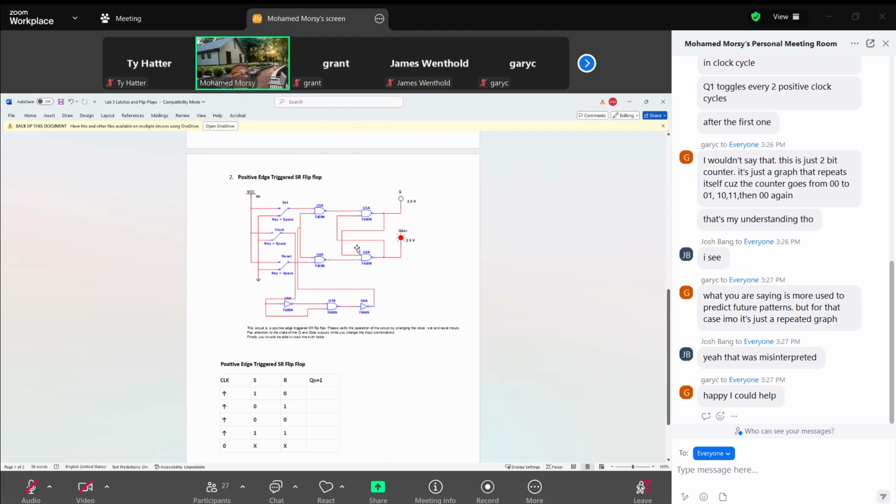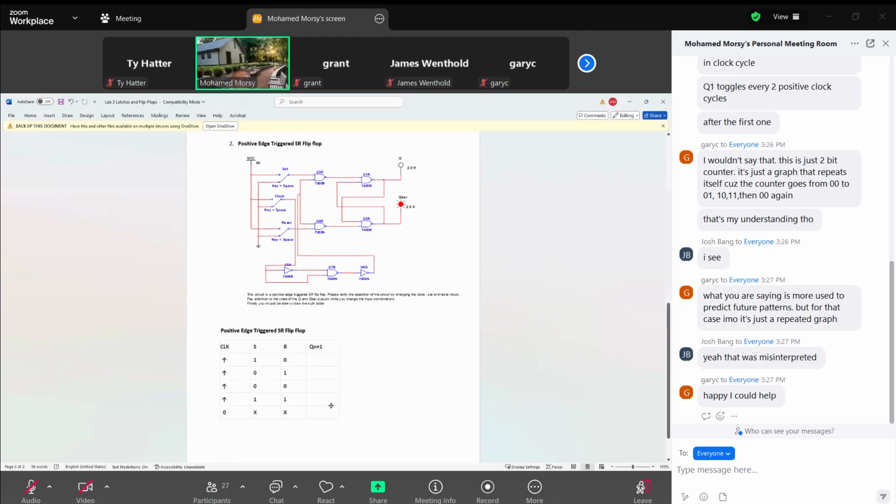This is for the edge triggered flip-flop, so you can see the clock pulse is applied here, and the circuit we mentioned, the transition detector, we created here to get the edge. So now the edge is applied to the input of the flip-flop. Again, the same thing here. You need to add another column, and you say Qn plus 1 measured.